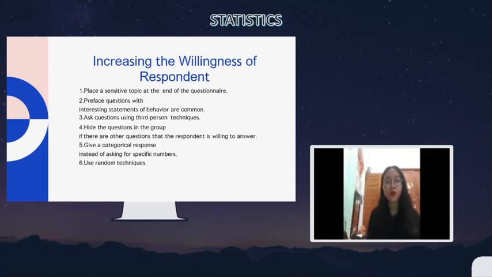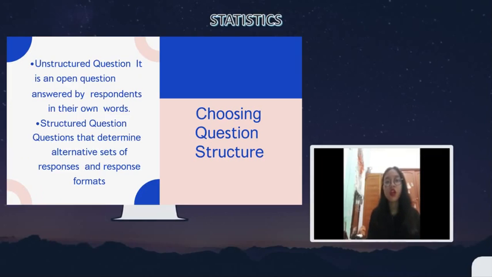Place a sensitive topic at the end of the questionnaire. Prefer questions where statements of behavior are common. Ask questions using third-person techniques. Hide the question in a group if there are other questions that the respondent is willing to answer. Give a categorical response option instead of asking for specific numbers. Use random techniques.